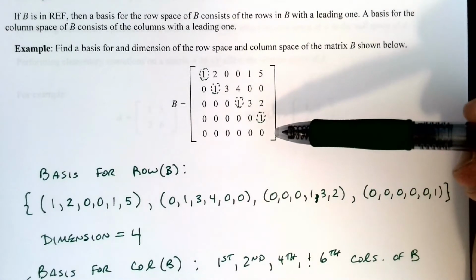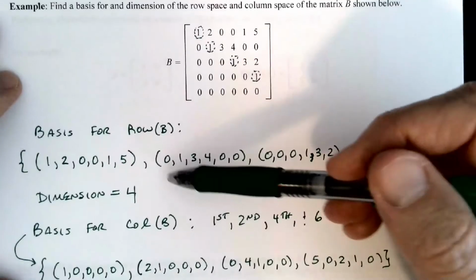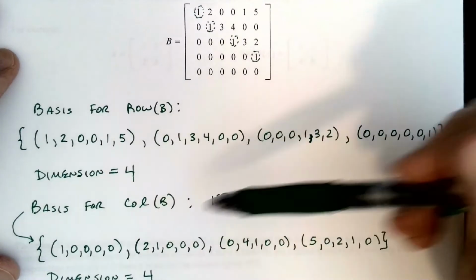What if the matrix is not in row echelon form? Will this be true? Will the dimensions of the row and column space be the same?